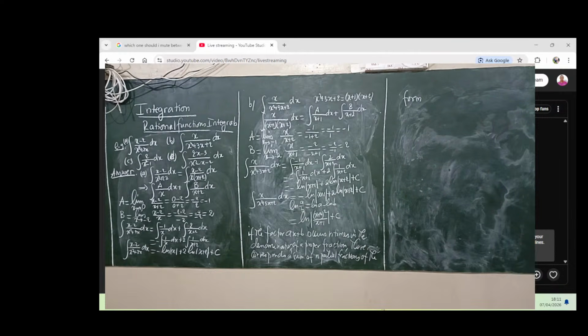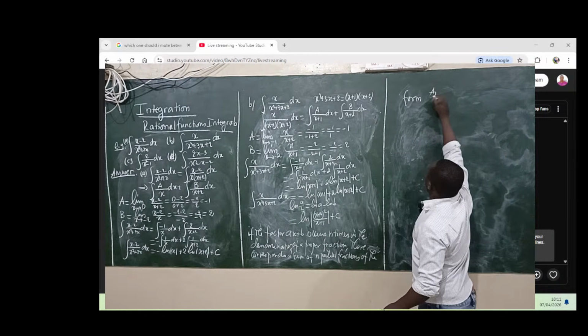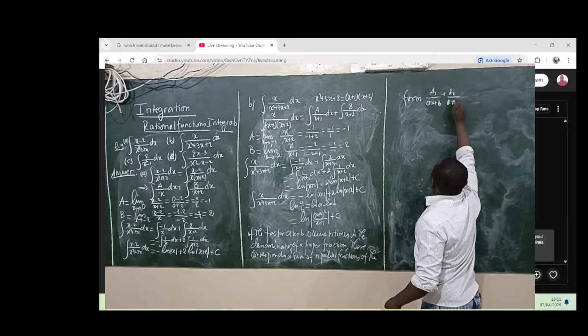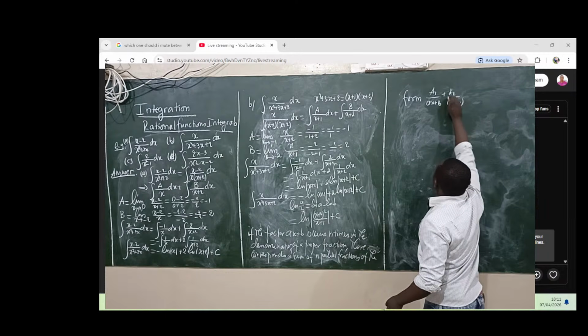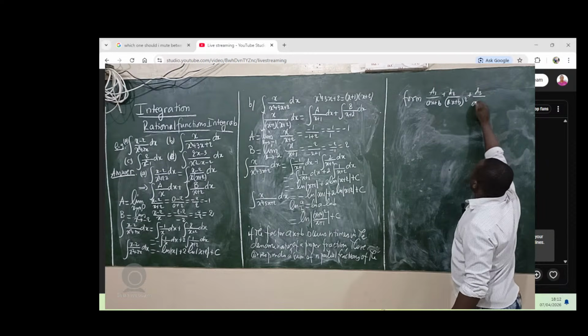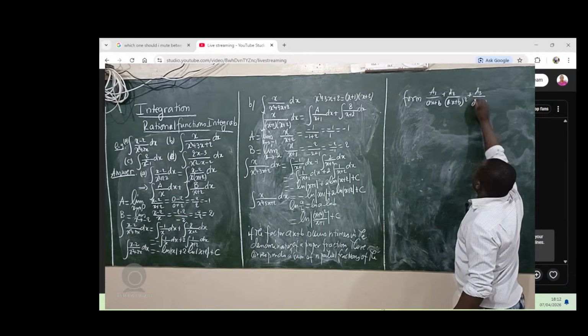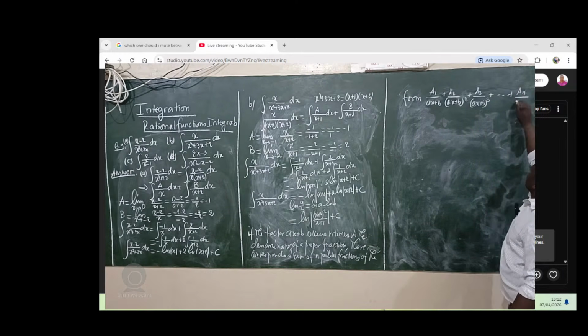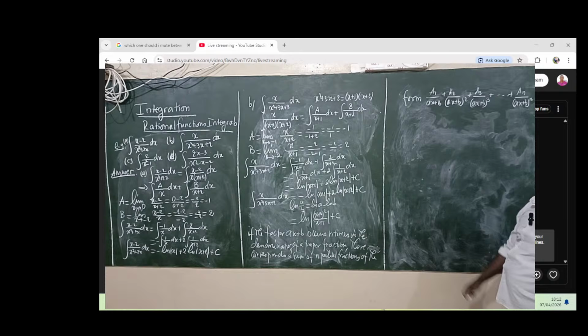A1 by ax plus b, plus A2 by (ax plus b) squared, plus A3 by (ax plus b) cubed. Continue this way to An by (ax plus b) to the power n. Okay.